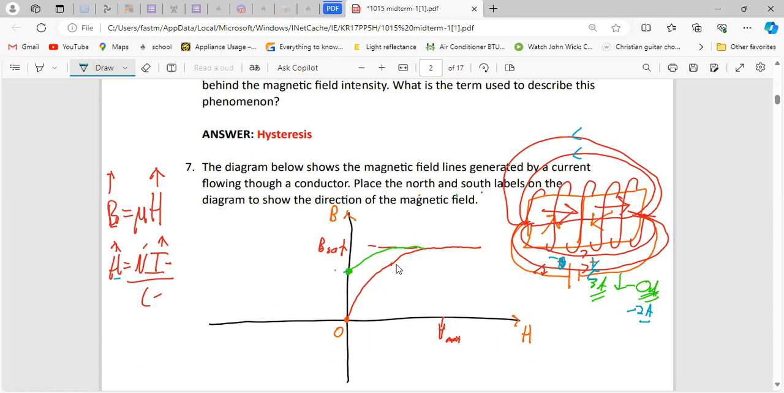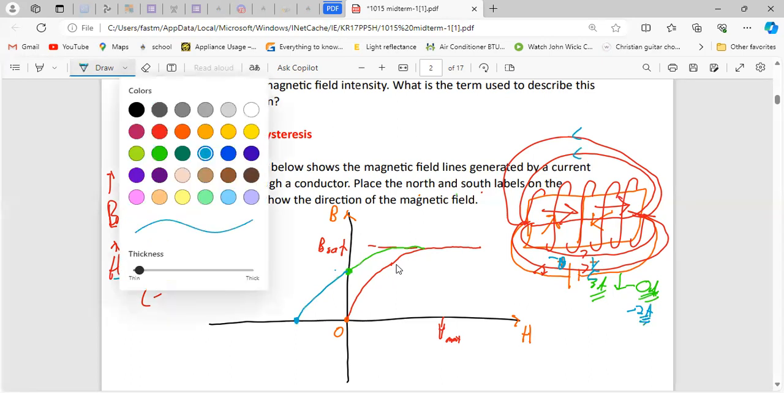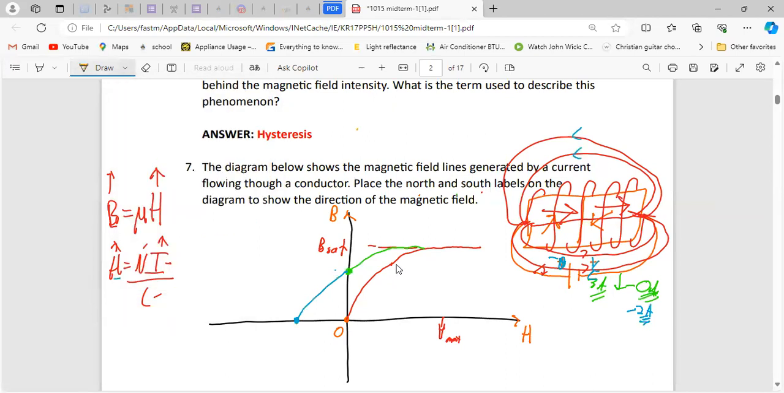So as I continue to go from 0 to -2, B will decrease, and I will finally have B being 0. But H is not 0, sadly. At this point, if we continue to decrease the current, the same thing would happen, but in the opposite direction. It's just that now we're not starting from 0.